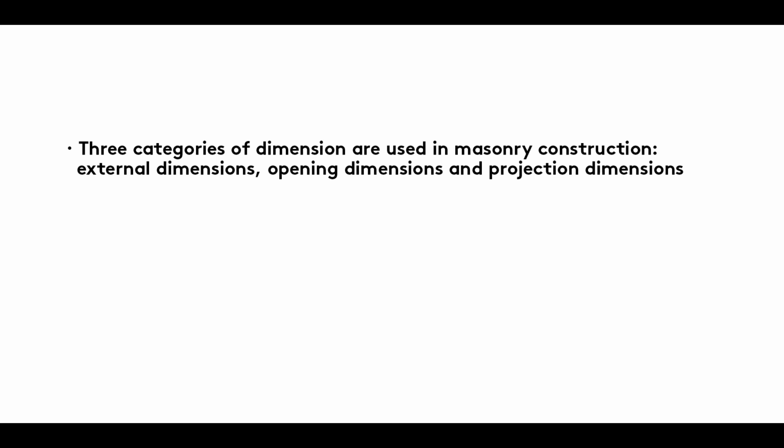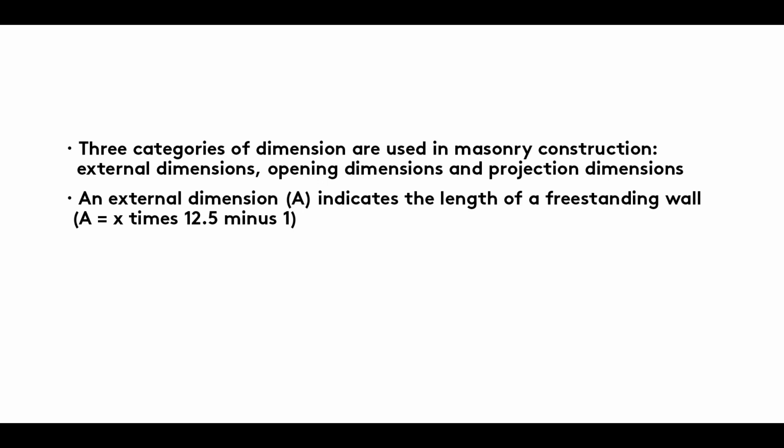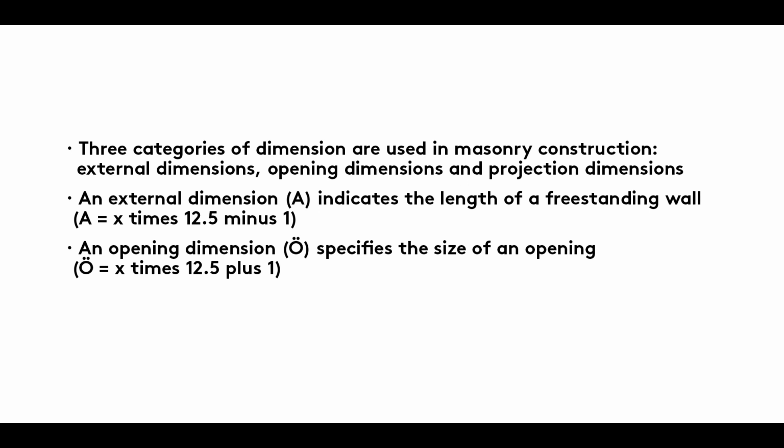Summary. Three categories of dimension are used in masonry construction: external dimensions, opening dimensions, and projection dimensions. An external dimension A indicates the length of a freestanding wall. A equals x times 12.5 minus 1. An opening dimension, O, specifies the size of an opening.